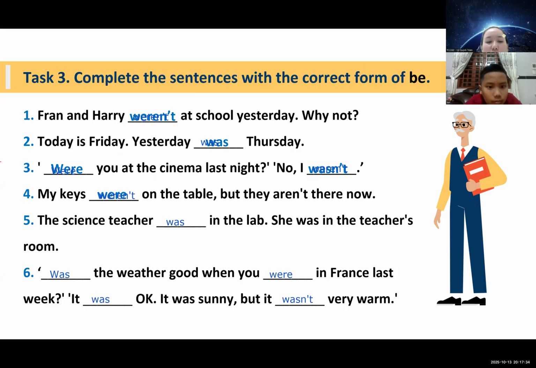My keys were on the table, but they aren't there now. The science teacher wasn't in the lab. She was in the teacher room. Phần này con làm đúng về phần ngữ pháp, nhưng mà về nghĩa con sai dạ.